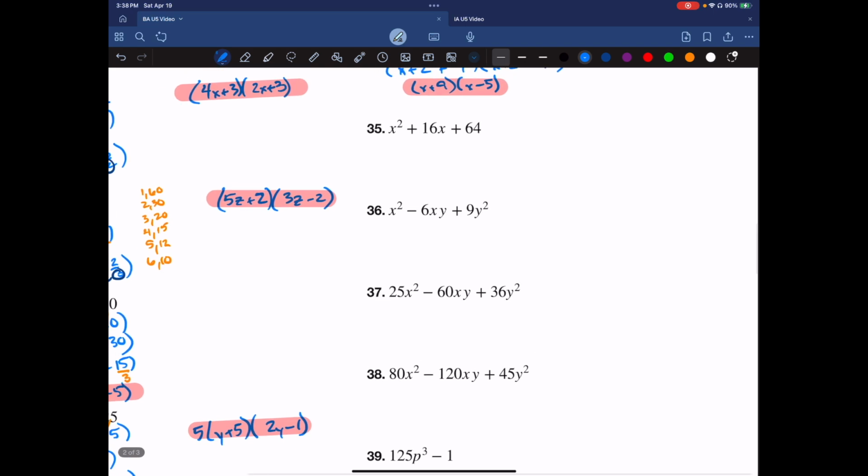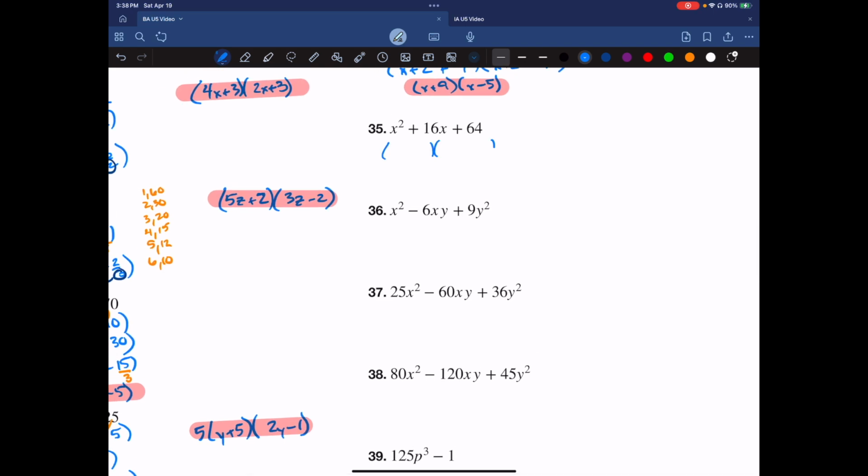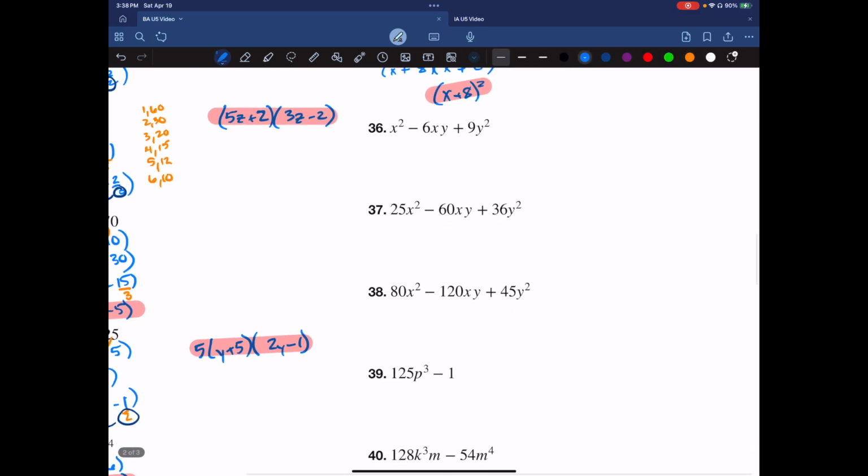All right, 35, factor this. You got x plus, plus. What times what is 64 and adds to 16? Well, that's going to be 8. Because both parentheses are the same, you can consolidate. That's going to be x plus 8 all squared. All right, whether it has one variable or two, you can still do it the same way. This is going to be x minus 3y, x minus 3y, and that's going to work out. And so this is going to be x minus 3y all squared.